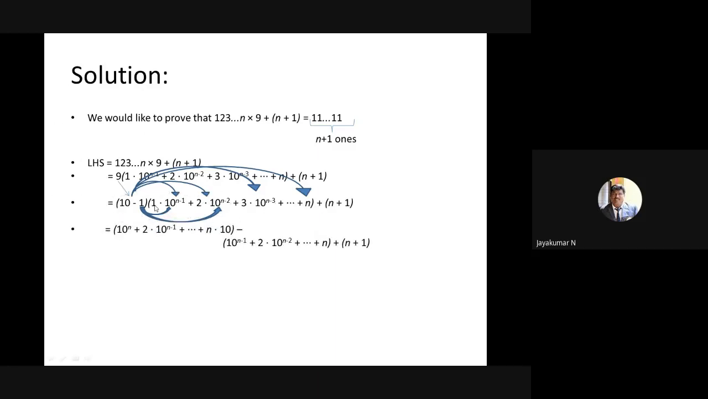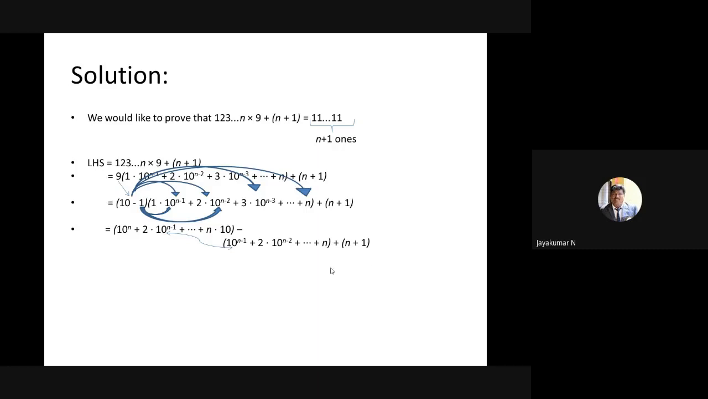Finally, what do you get? If you multiply 10 with 10 power n minus 1, the power is increased by 1, so 10 power n. Next, here also the power is increased by 1, so 2 into 10 power n minus 1. In the last term, 10 power 0 is also increased by 1, so n into 10. Do you understand? Then minus, the same terms you will get, then plus n plus 1.